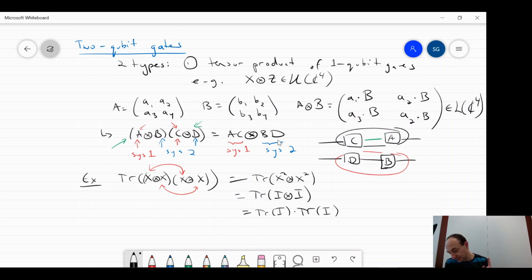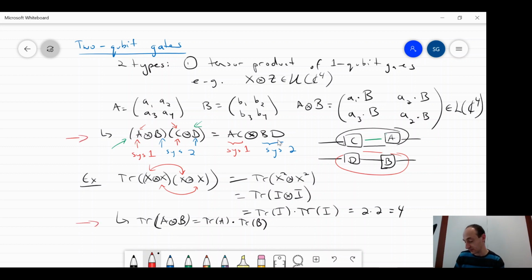That's the second identity I wanted to remind you of, so good thing we just did this. The second identity is that the trace of A tensor B is equal to the trace of A times the trace of B. So it plays nicely with this tensor product. So going back to this, it equals 2 times 2, which is 4, because you have a 2-dimensional identity on each side. I just wanted to remind you of these two properties, which are useful and we'll use over and over again.